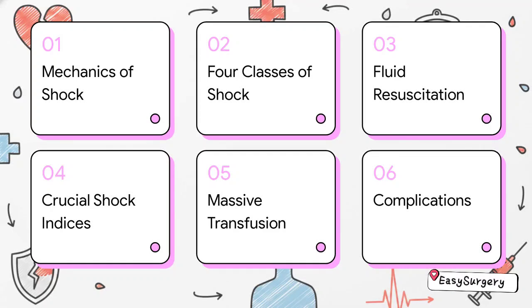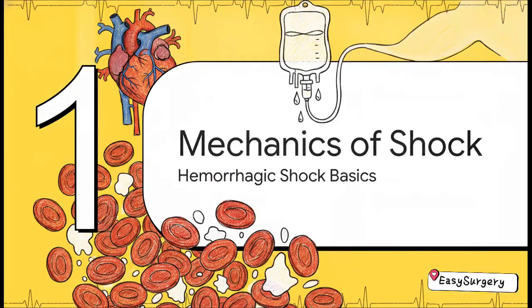Here is our roadmap for today's rapid review. We'll cover the mechanics of shock, the 4 distinct classes, fluid resuscitation, crucial indices, massive transfusion protocols, and finally, transfusion complications. Section 1, the mechanics of hemorrhagic shock.